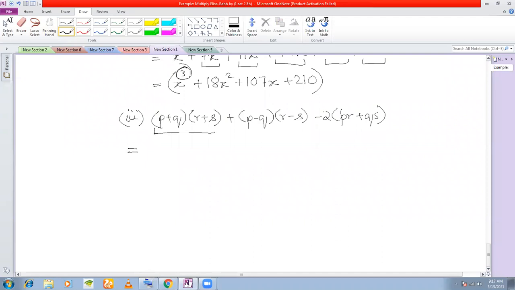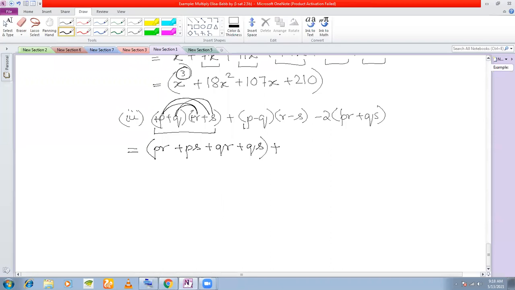So first we'll multiply these two. How do you multiply? You have a plus sign here, you have a plus sign here. Plus, plus, and you have a PR. So plus PR. Again, plus, plus PS. Again, plus QR. Again, plus Q and plus S, plus QS. Put it within brackets. This is your product.